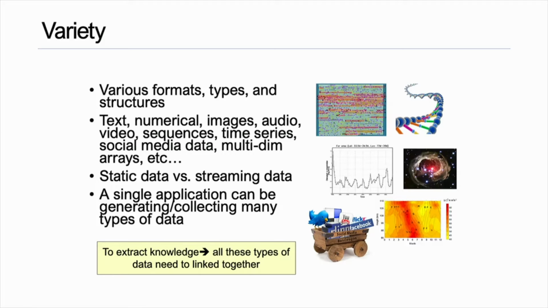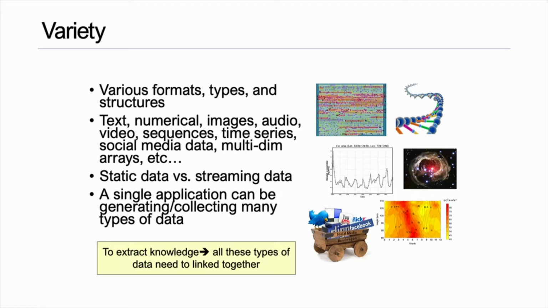In terms of variety, we're referring to the different formats of data that we're generating today. So we have textual data, numerical data, image, video, and we also have time series data that's collected over a period of time. And there's static data versus streaming or dynamic data. So static data is usually a one-time thing. You generate a document versus streaming data, which is coming in real time, or data that can actually change.